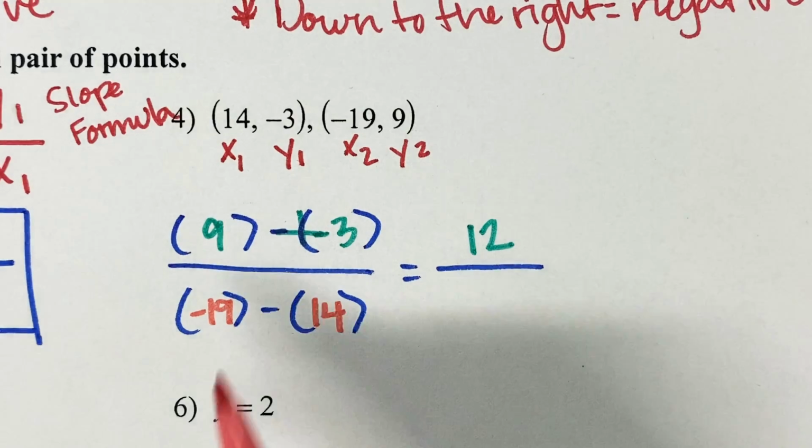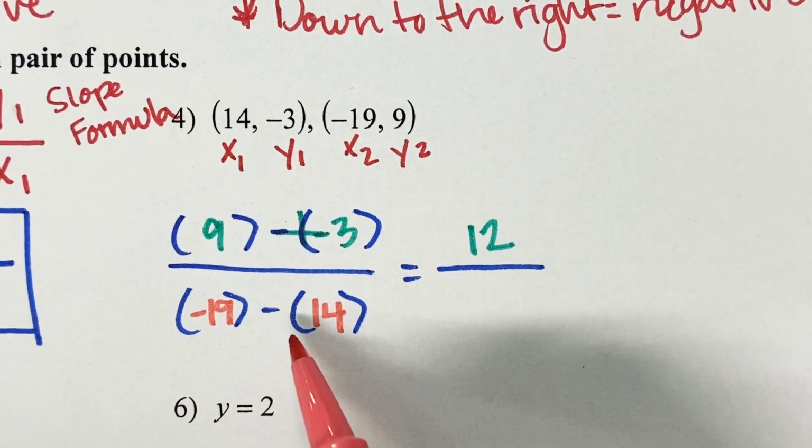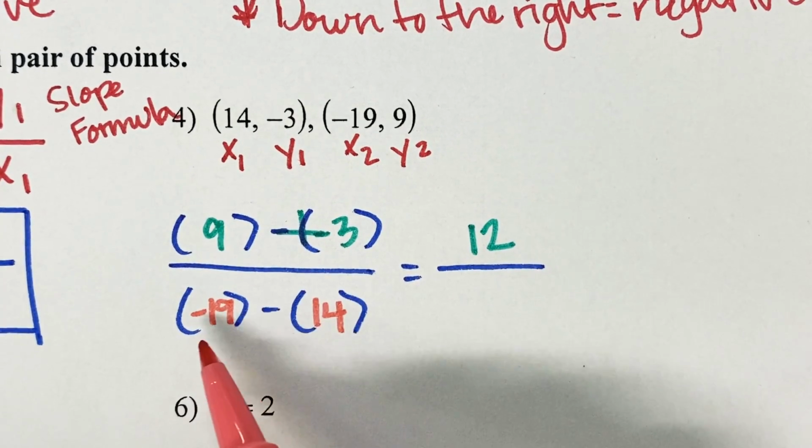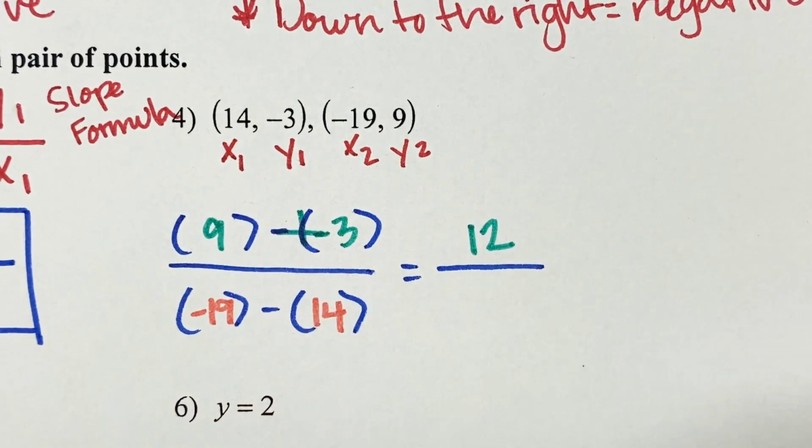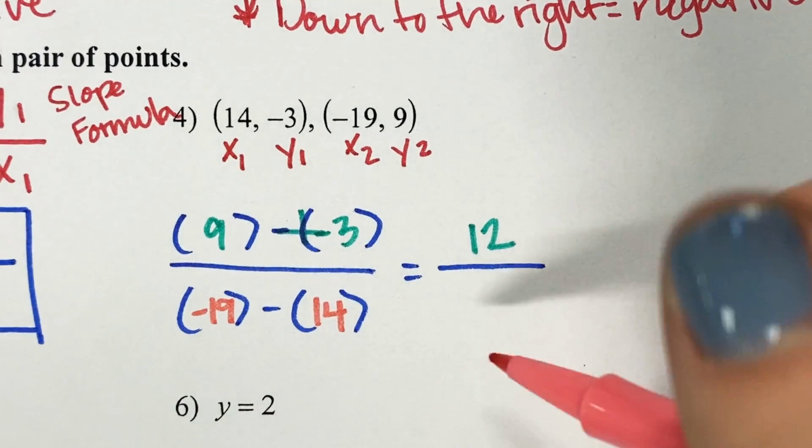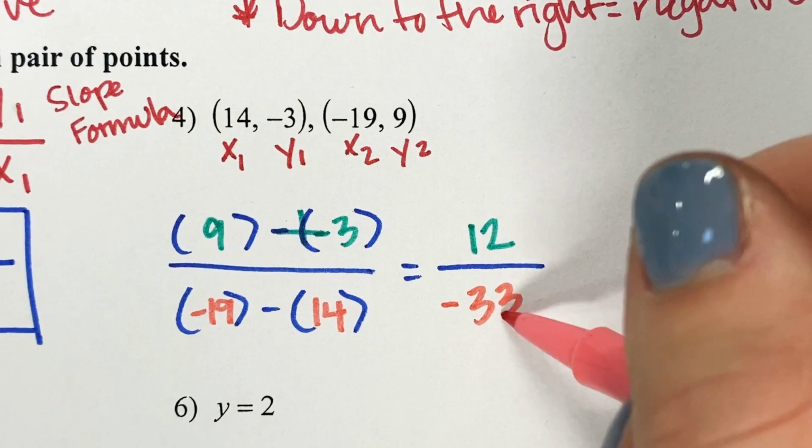Now on bottom I have negative 19 minus 14 more. So we're getting more negative here. Negative 19 minus 14 more is going to give me negative 33.